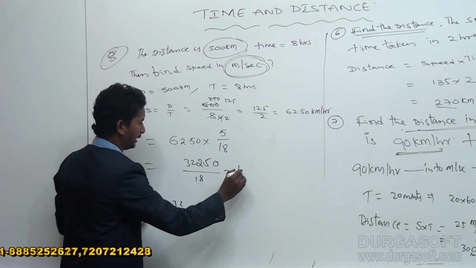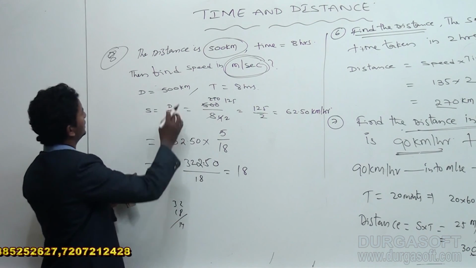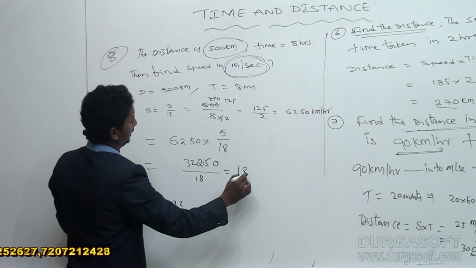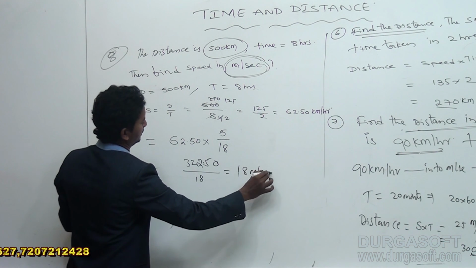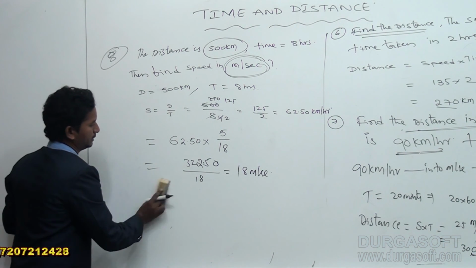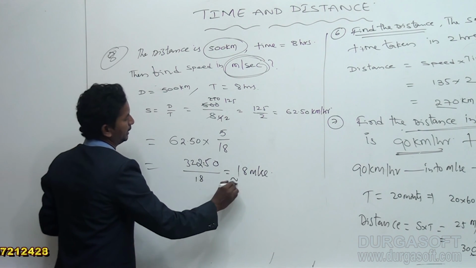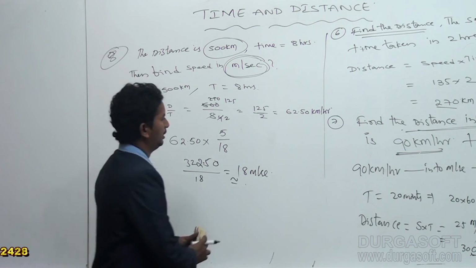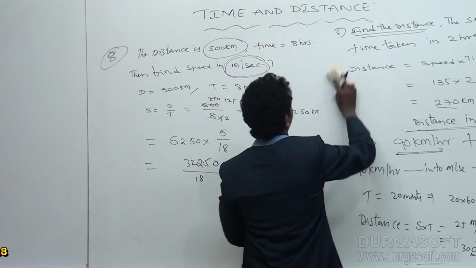So this is the speed in meter per second, approximately 17 meter per second. Now I am calculating like this.